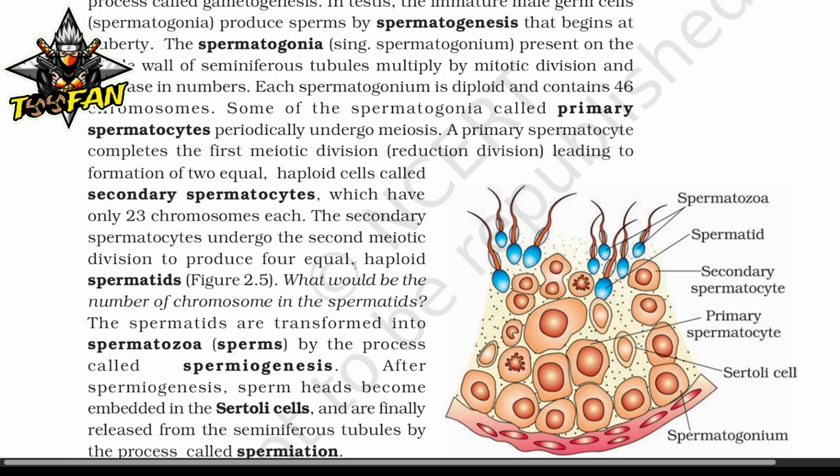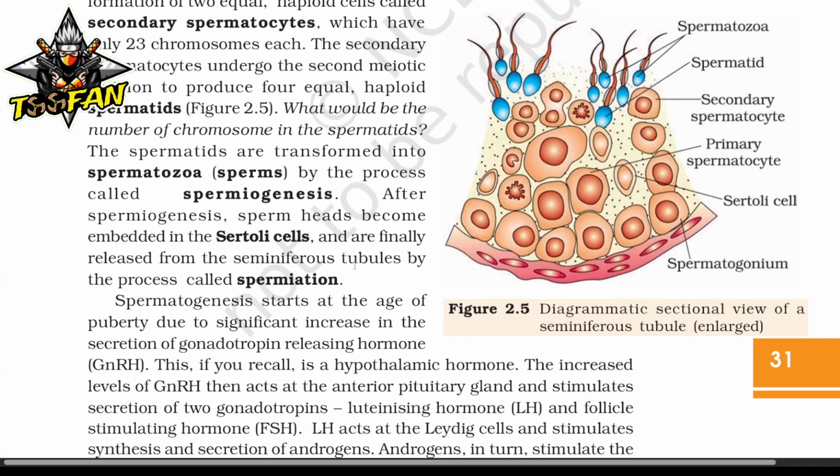After the spermiogenesis, sperm heads become embedded in the Sertoli cells and are finally released from the seminiferous tubules by the process called spermiation. Spermatogenesis starts at the age of puberty due to a significant increase in the secretion of gonadotropin releasing hormone, GnRH. This, a hypothalamic hormone, at increased levels then acts at the anterior pituitary gland and stimulates secretion of two gonadotropins, LH and FSH.